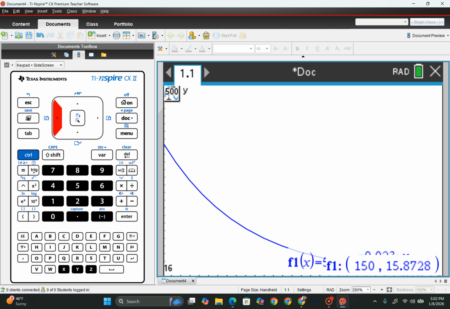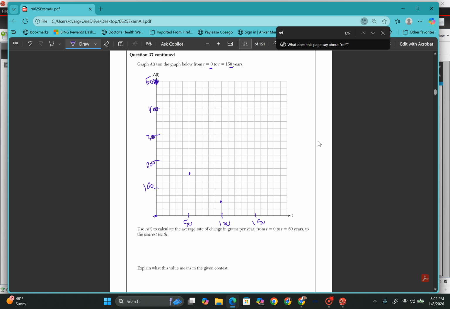So 150 is about 16, somewhere around here. Cool. So I'm going to do my best to connect my dots. And yours is going to be a lot better than mine. This is a good estimate. If I do 20, 40, 60, 80, it should be a little bit lower. Maybe right about here.